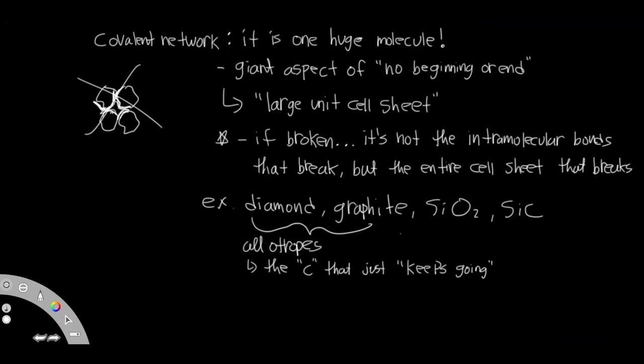Same thing with graphite. It's a multitude of carbons arranged in a way where these directional tetrahedral bonds are spread out. So this entire cell sheet is very well glued together. For any graphite that's going to be broken off, you're looking at the entire cell sheet that breaks, not the intramolecular bonds. Next, let's look at the ionic.